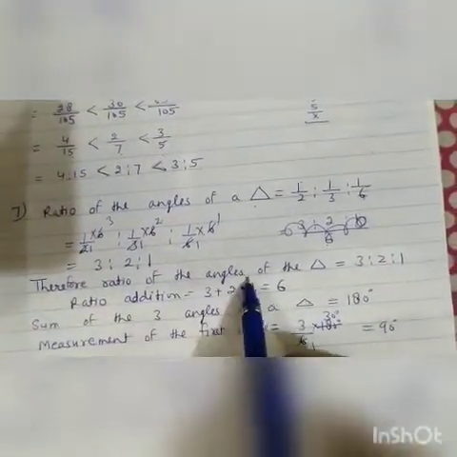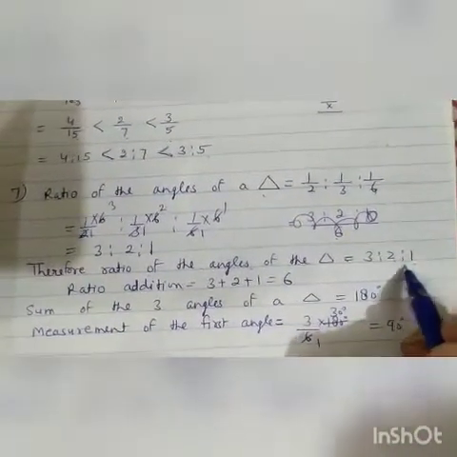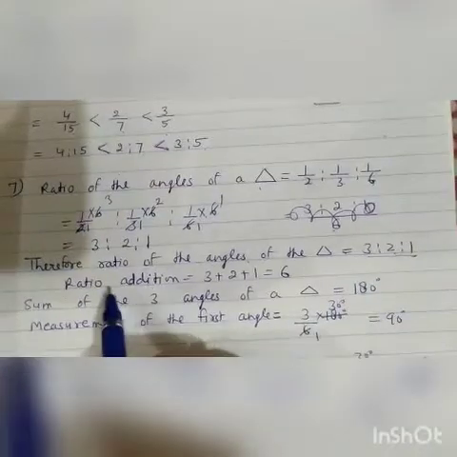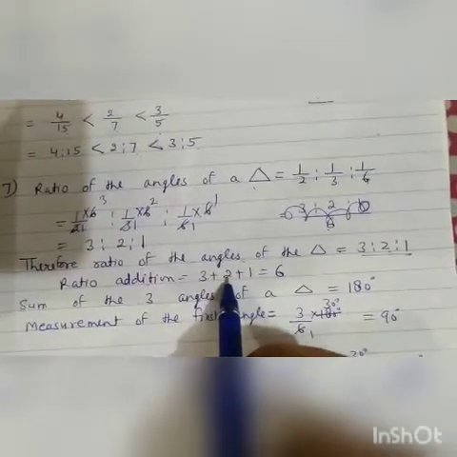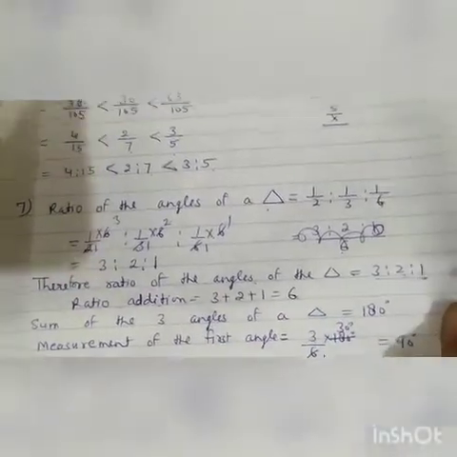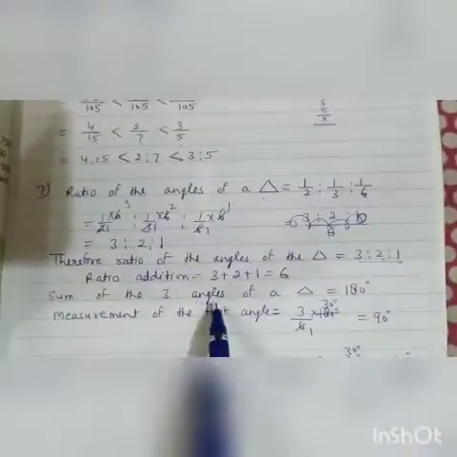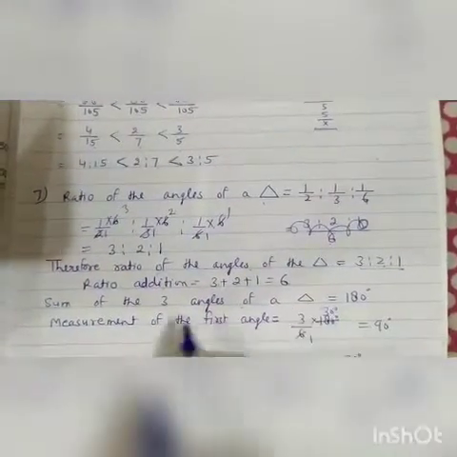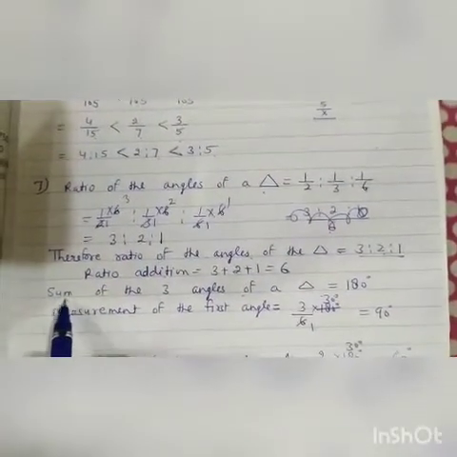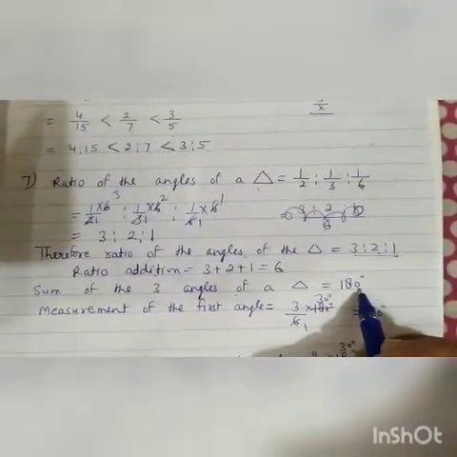Therefore, ratio of the angles of the triangle will be 3:2:1. Now we will add these three ratios. Ratio addition is equal 3 plus 2 plus 1 is equal 6. Sum of the three angles of a triangle. We know sum of the three angles of a triangle is always 180.